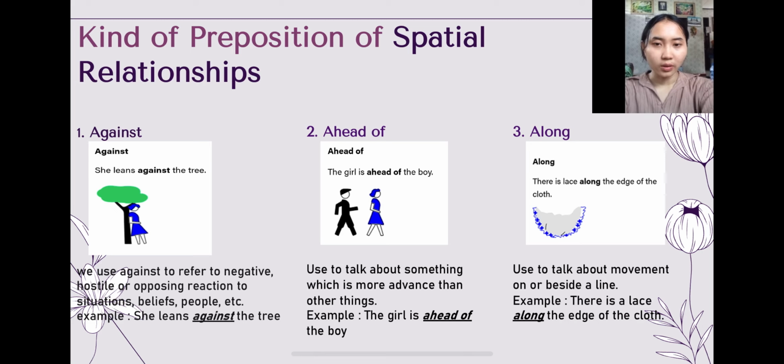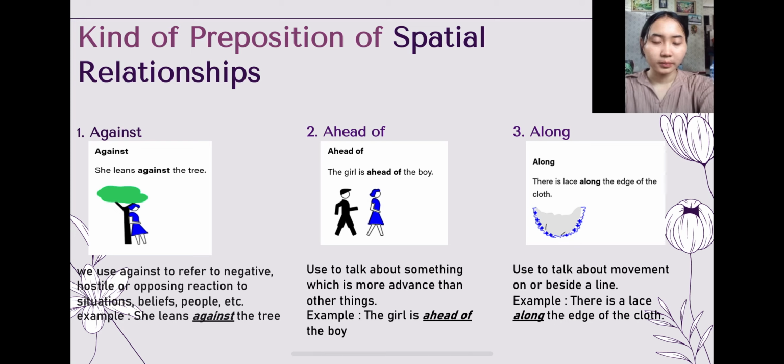Kinds of prepositions of spatial relationship are: the first one is against. We use against to refer to a negative, hostile, or opposing reaction to situations, beliefs, people, etc. For example, she leans against the tree. Second is ahead of. Ahead of is used to talk about something which is more advanced than other things. For example, the girl is ahead of the boy.